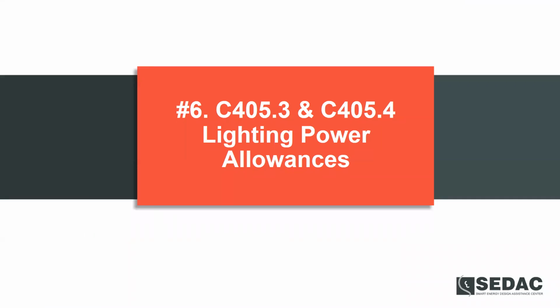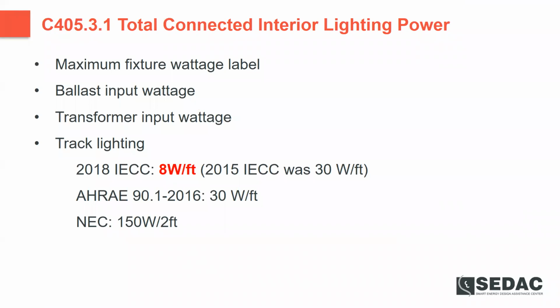So as far as lighting power allowances, here we've seen a dramatic change for track lighting. For the 2018 version, the default has dropped from 30 watts per linear foot down to 8 watts per linear foot, or the connected load, whichever is higher. Again, the code is recognizing the industry's transition towards LEDs and trying to fit 30 watts on every single foot of track lighting was becoming more difficult just from a practical standpoint. So the code is recognizing this.